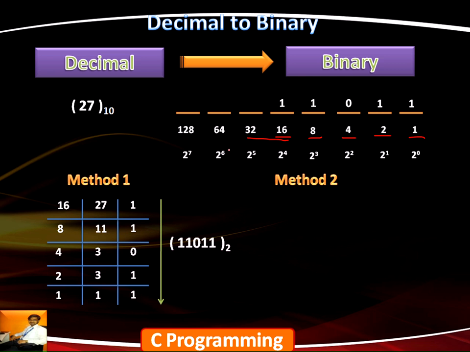And the leftmost bits are going to be filled with zeros. Now let us go with method number 2. That is, the decimal value, which has base 10, needs to be translated into the base 2 system.